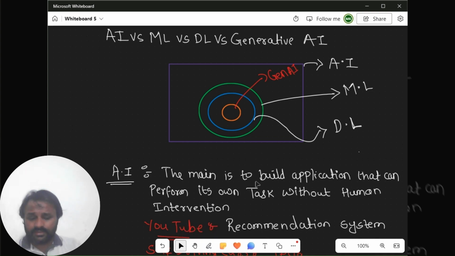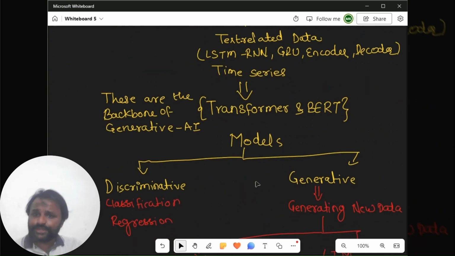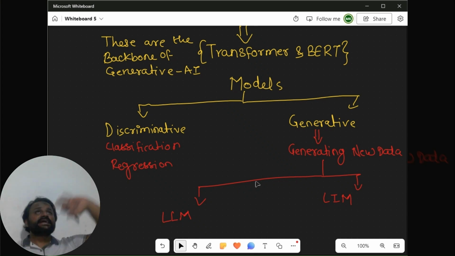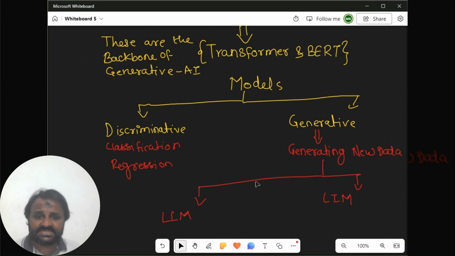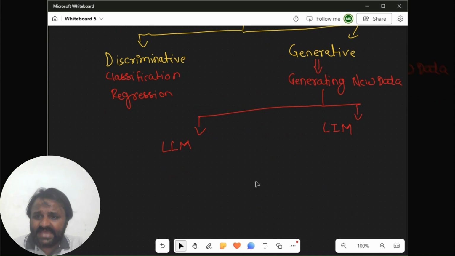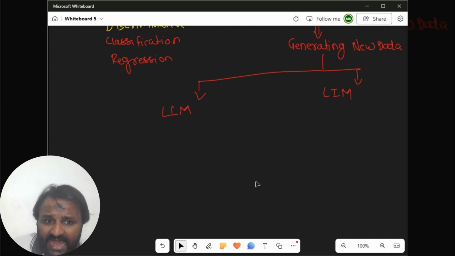your deep learning. As I already explained, deep learning is further divided into two models. One model is discriminative AI, which is something like classification and regression predictions on your labeled data sets. Generative AI is generating new data based on trained models. And generative AI is further divided into two models, that is LLM models and LIM models.